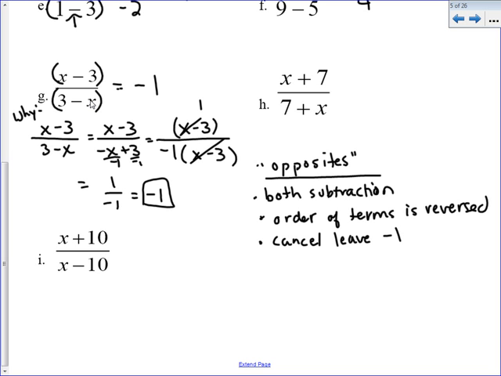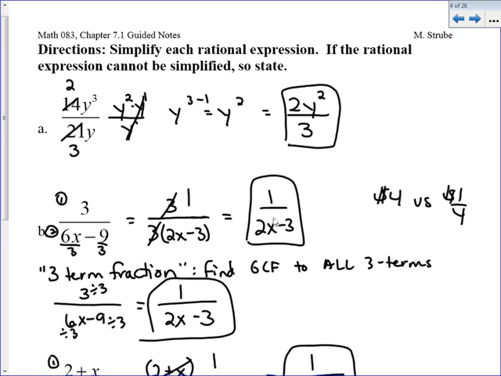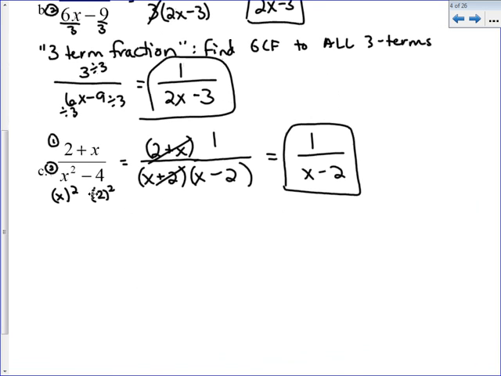So how about h? X plus 7 over 7 plus x. Can I simplify it? Okay, simplify. And if you want to see them as factors, since they're binomials, x plus 7 over 7 plus x. Can I simplify them? We've got some no's. Look back at C. Could I simplify 2 plus x over x plus 2? We did.